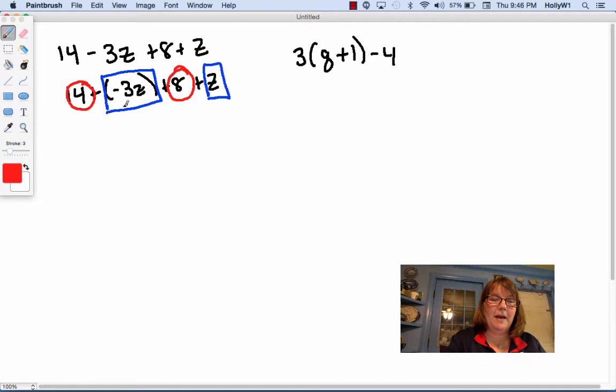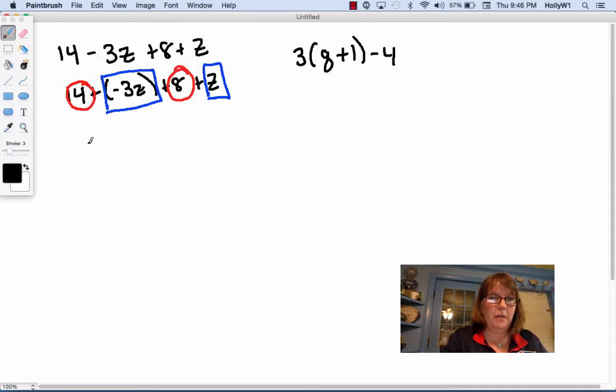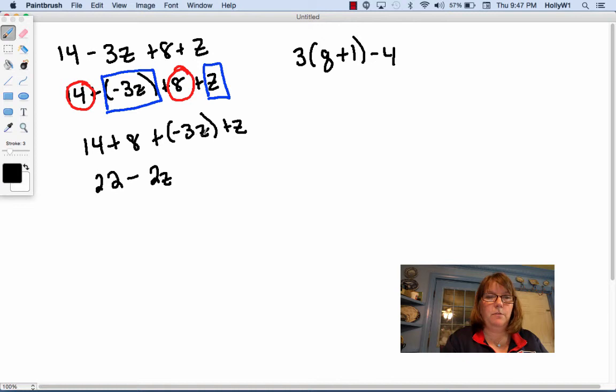All right, so back to, I was interrupted by my dogs. So back to this. So we identified the like terms, the z's and the constants. So now we're going to rewrite this so that all of the like terms are together. So 14 plus 8 plus a negative 3z plus z. So 14 plus 8 is 22. Negative 3z plus z is negative 2z. Because if you have negative 3z's and you add positive 1, you end up with a negative 2z.